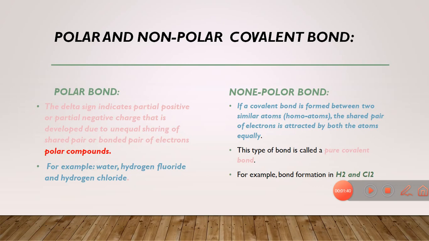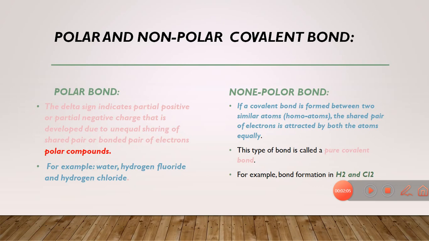The examples of polar bonds are the water molecule, hydrofluoric acid, and hydrochloric acid, that is HCl. We know that the hydrogen atom has 2.2 electronegativity and the chlorine has 3.2 electronegativity. So the electronegativity difference is basically equal to 1. This makes it special in the case of polar bonding.